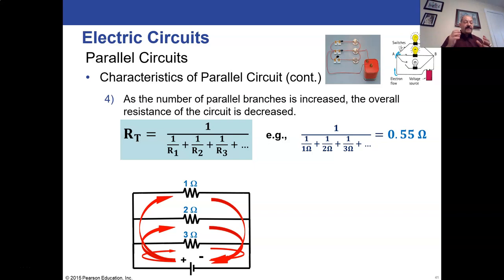So in a parallel circuit, the beauty of a parallel circuit is no matter what your resistors are, they will act together as if the whole thing has much less resistance than any one in the group.